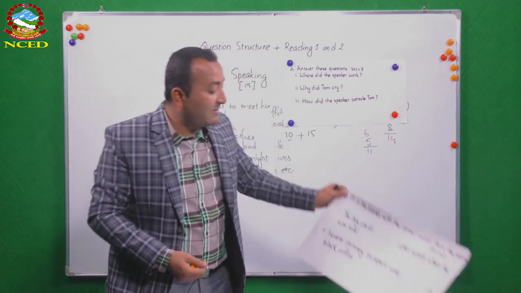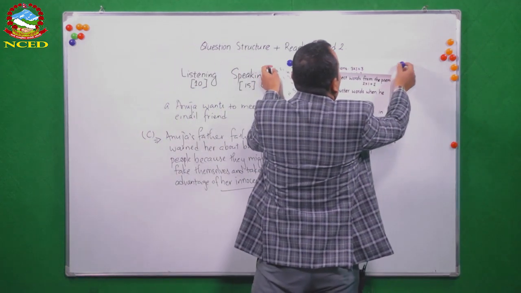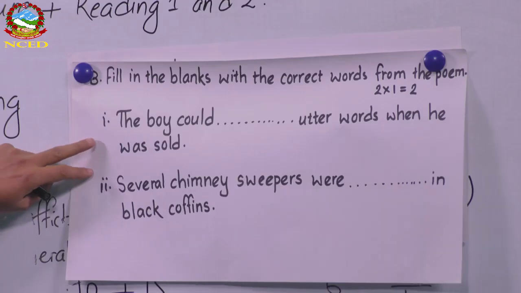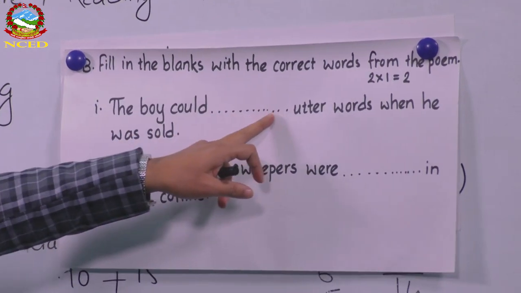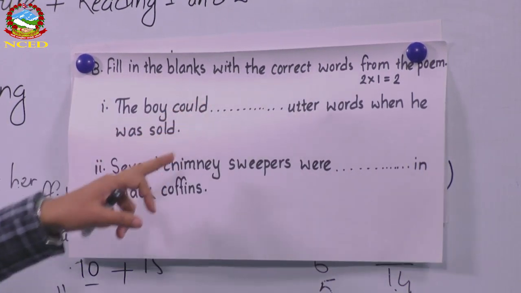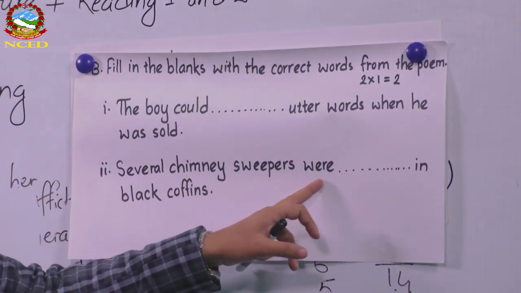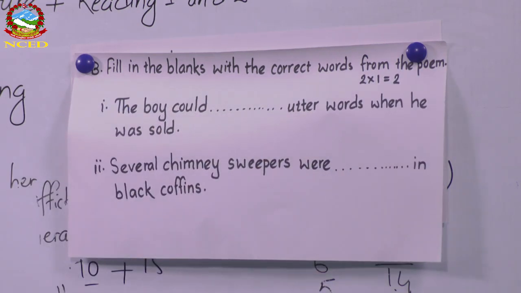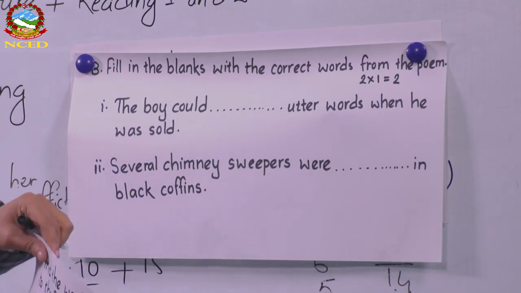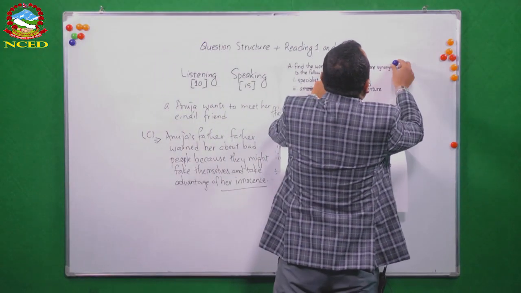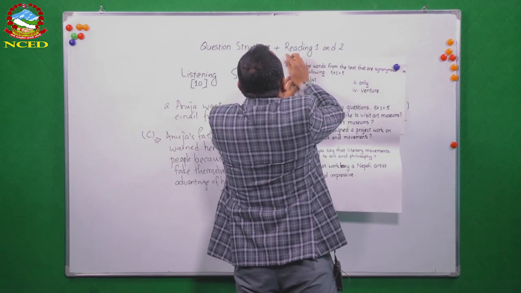So I have got a fill in the blanks question also from this, very quickly. Fill in the blanks with the correct words, like, the boy could utter words when he was sold. Find out the answer yourself, please. Find the word from the poem. Several chimney sweepers were in black coffins. What correct word might be there? So find the word from the poem. This is up to you. This is for your practice. Please do that.